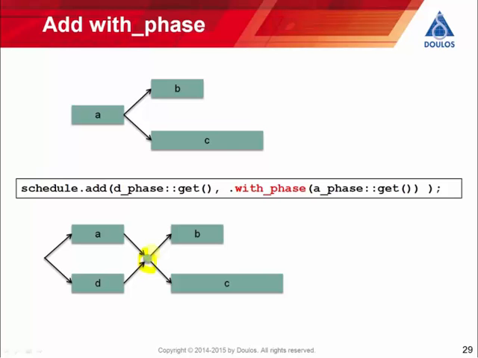So we've got this join here within our phase graph. A and D both have to complete. In other words, the objection count of A and D both have to drop to 0 before the B and C phases are started.